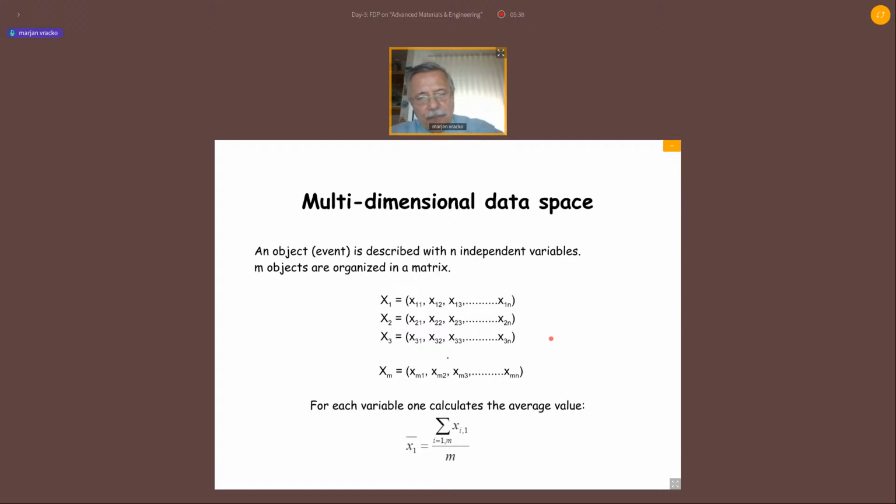Of course, we can perform different operations in this data space. The most trivial one known from the primary school is the calculation of average value. Of course, one can calculate for each of the variables its average value. And this is very simple, according to this formula.